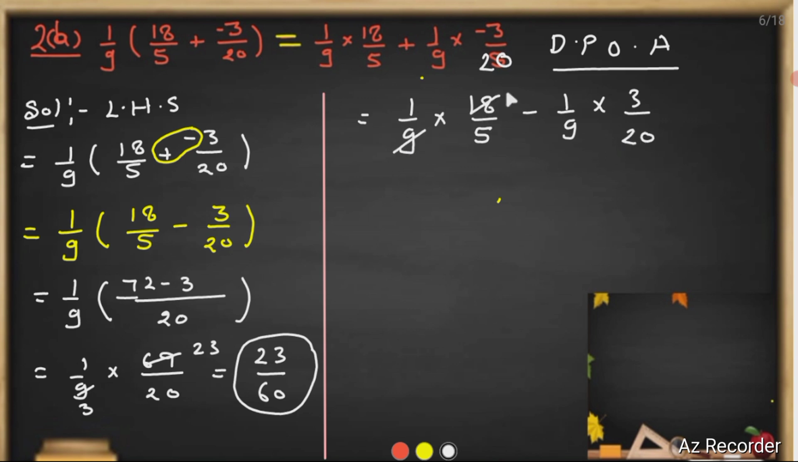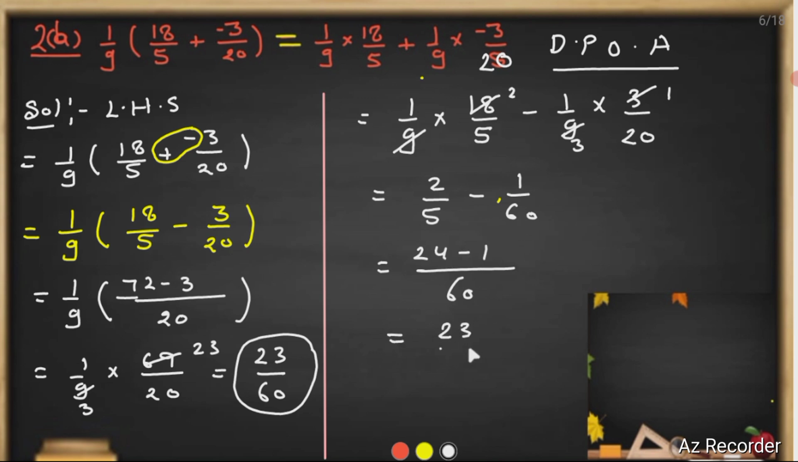So 9 twos are 18 and 3 ones are 3 and 3 threes are 9, so we have 2 by 5 minus 1 upon 60. Now we will take the LCM, so the LCM will be 60, so 5 goes into 60 12 times and 12 twos are 24, minus 1, so that is 23 upon 60.